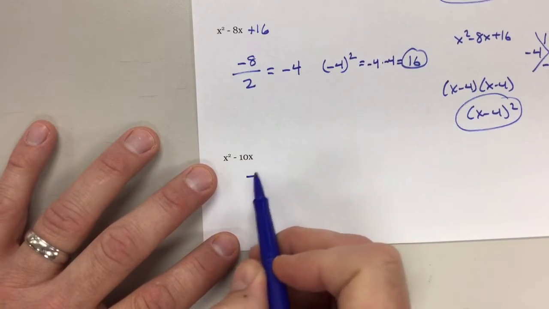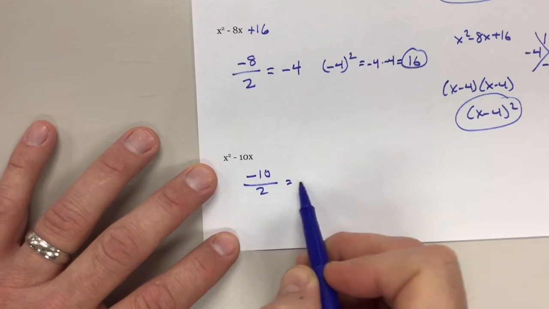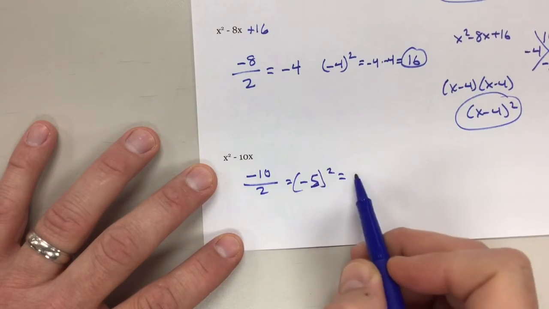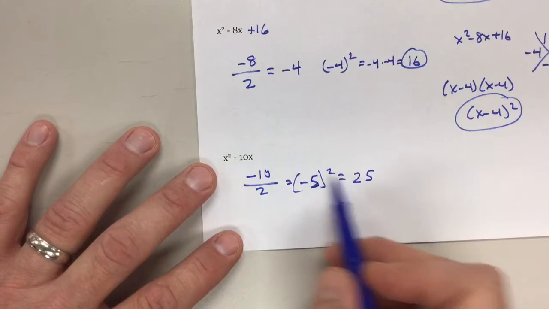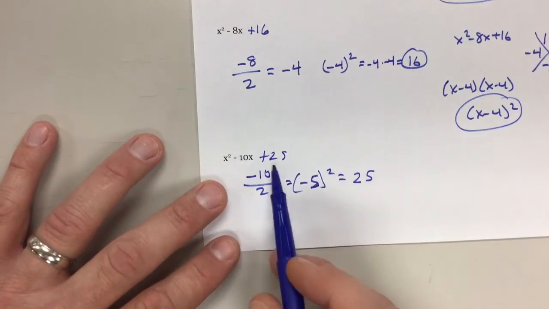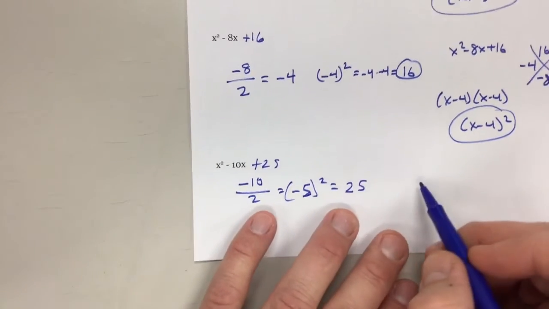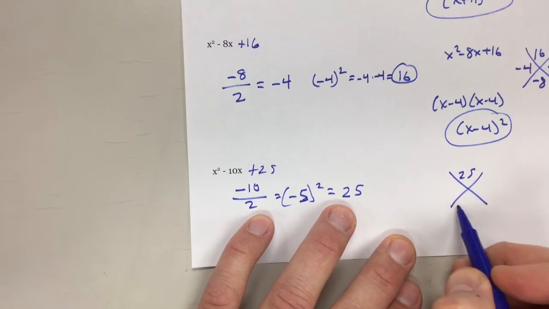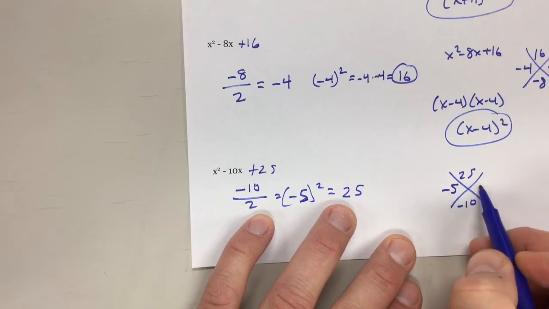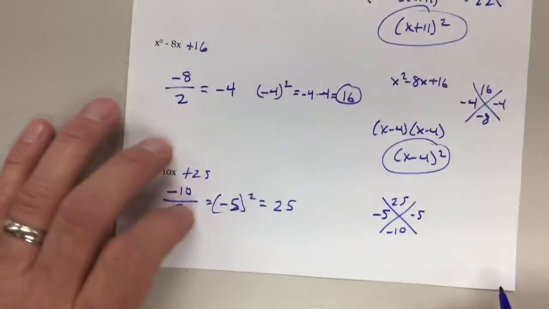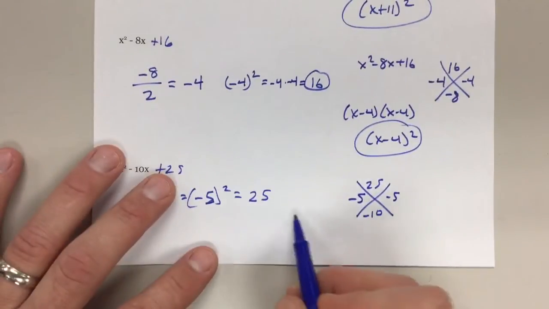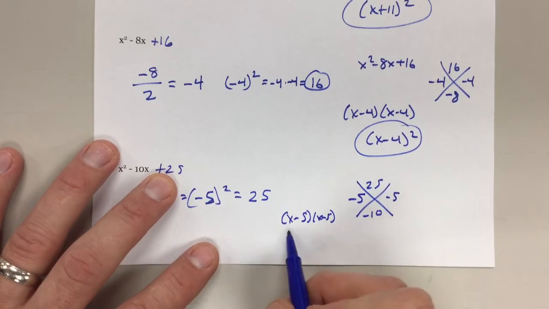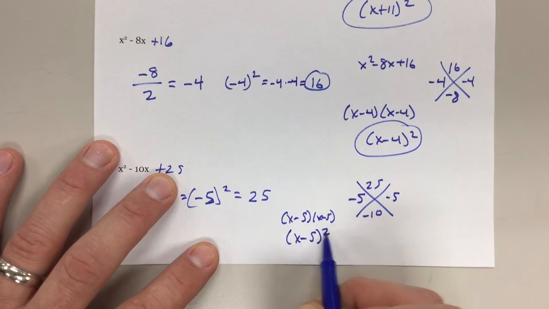So take negative 10, write it down, divide it in half. It's negative 5. Square it. It automatically turns positive 25. So that's what I would add to this to make it a perfect square trinomial. Make your diamond, 25 on top, negative 10 on the bottom. This is actually the problem that we did on the front. So it turns into x minus 5 times x minus 5, which is x minus 5 squared.